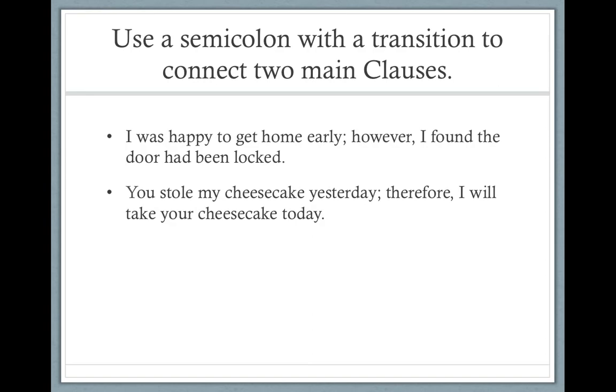So the second one here: you stole my cheesecake yesterday; therefore, I will take your cheesecake today. These two main clauses are still closely related, but in this case, we're using conjunctive adverbs. For the first sentence, it was however. For this second sentence, it's therefore. So the pattern is you put the semicolon before the transition, and then the comma after the transition, and then you separate both of them. So the first is the main clause, and then the other main clause. So those are the three ways that you can use them.